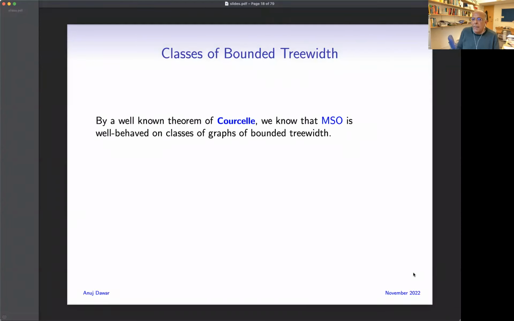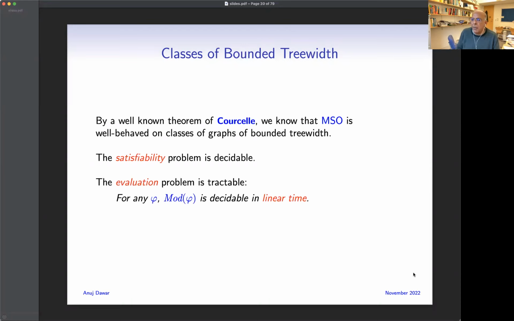On classes of bounded tree width, a very famous theorem of Courcelle tells us that MSO is well behaved, in that you can construct from the tree decomposition and an MSO sentence an automaton which evaluates the formula, and you get both that the satisfiability problem is decidable and the evaluation problem is tractable. In fact, every MSO sentence defines a class of structures which is decidable in linear time, right? So my n to the C, the constant C is 1 in this case.